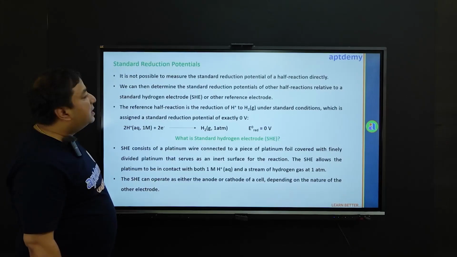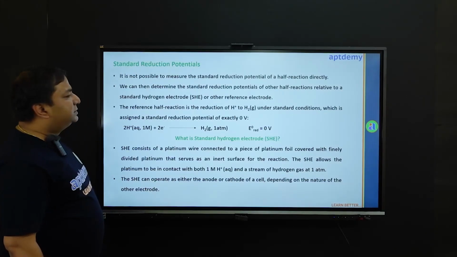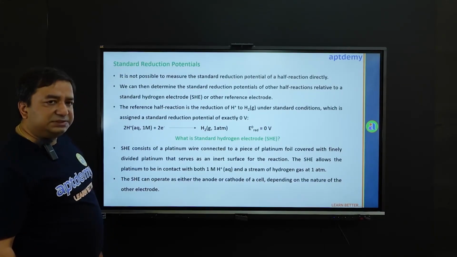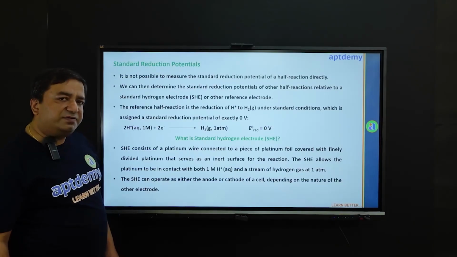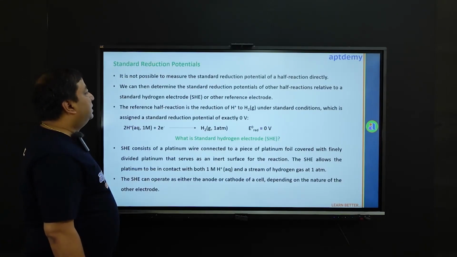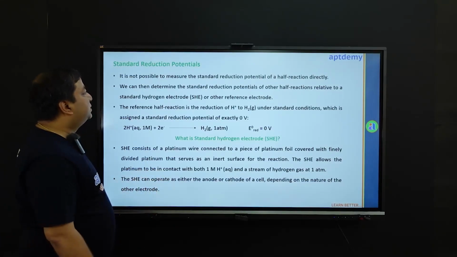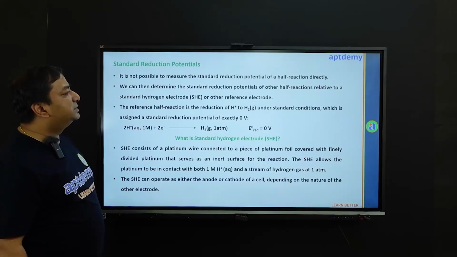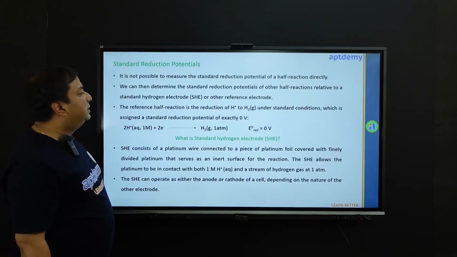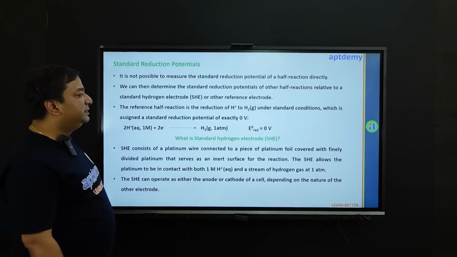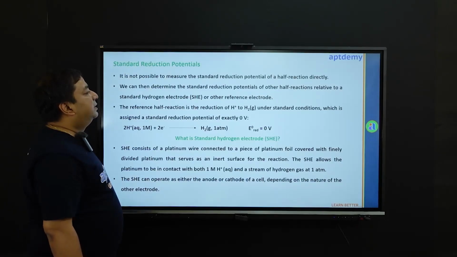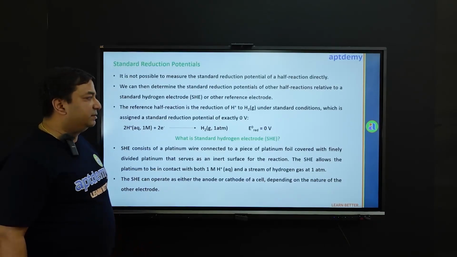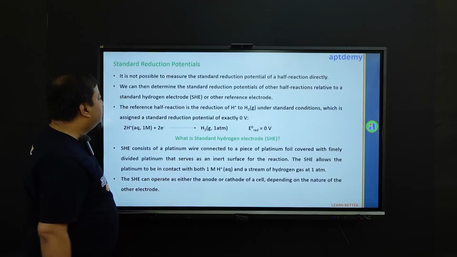Now, standard reduction potentials. Is it possible to measure the standard reduction potential of a half reaction directly? The answer is no. It has to be measured in reference to something. So what do we do? We can determine the standard reduction potential of other half reactions relative to a standard hydrogen electrode, which is also called SHE or NHE, normal hydrogen electrode, or other reference electrodes. We'll be discussing other reference electrodes in the coming slides.